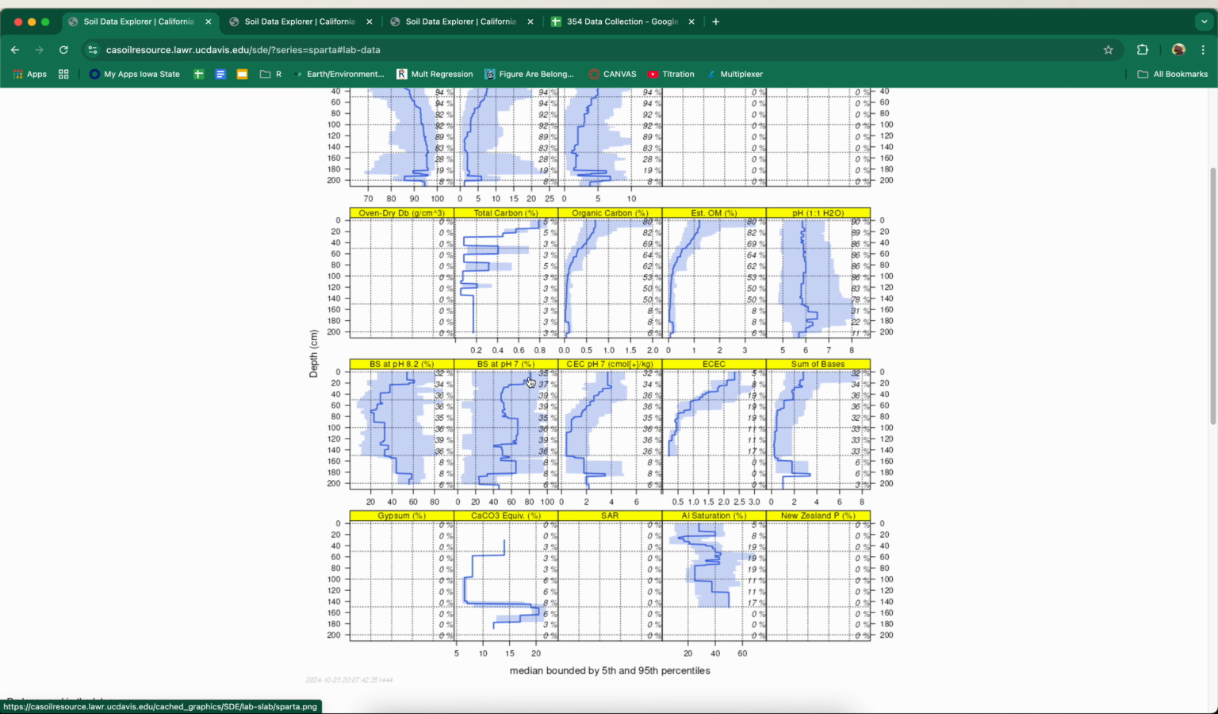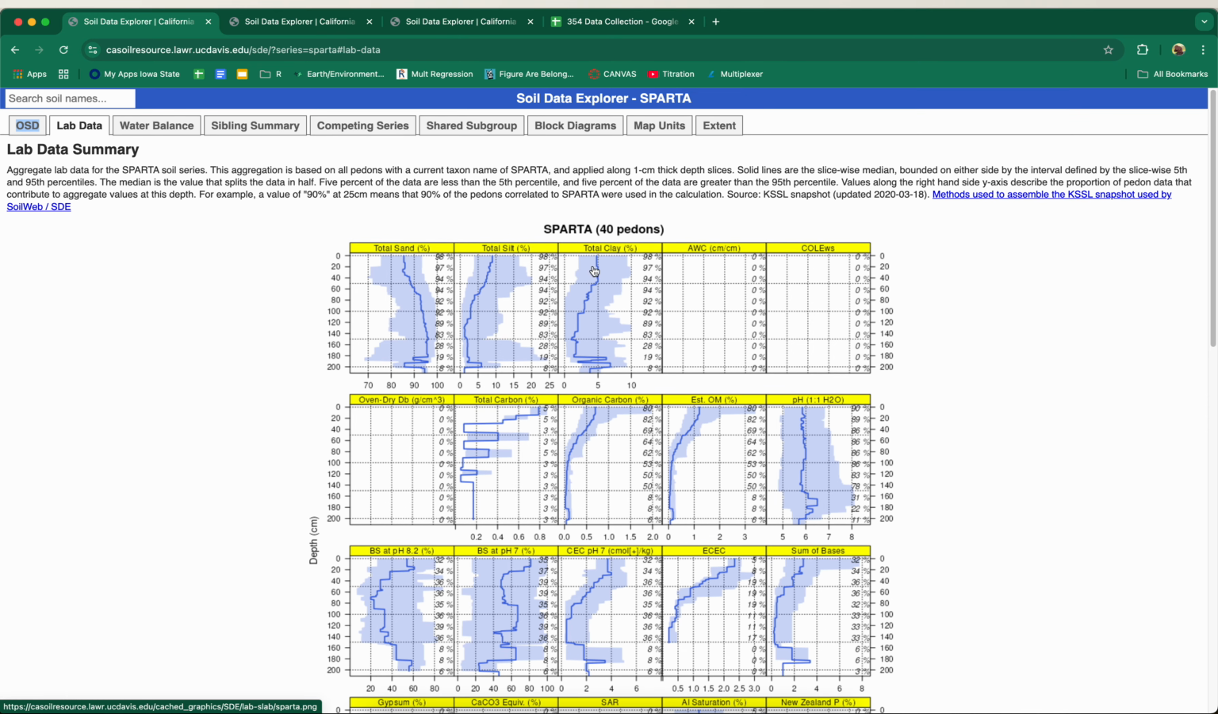Base saturation, a huge range. That would be important when we look at what our results indicated from our acid titrations that very quickly turn pink. And then CECs are all pretty much down below 4, somewhere around 5 or so. So that gives us an idea of some of the physical and chemical properties.